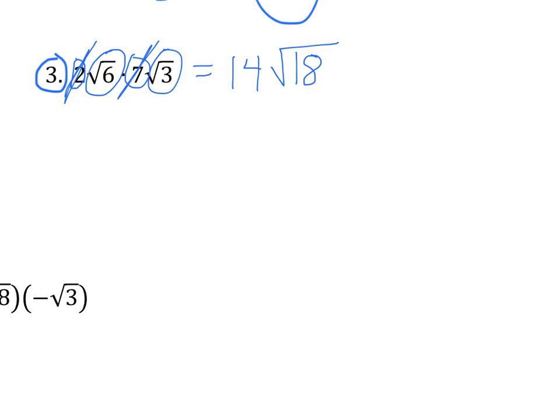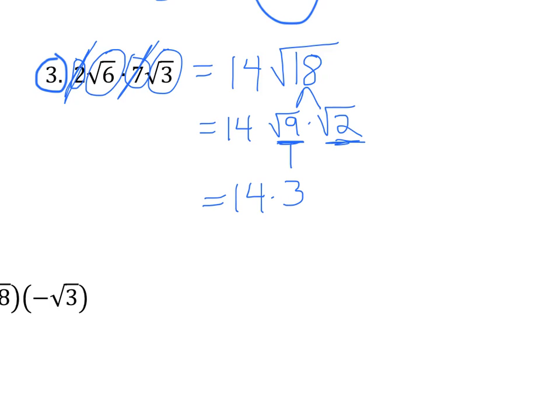And then let's see, square root of 18. Are there any perfect squares that go into it? Yes, there is. 9 is a perfect square, and it goes into it 2 times. So let's just bring down the 14. 9 times 2 is 18, so I just have square root of 9 times the square root of 2. And then I know square root of 9 is 3. So remember, I'm multiplying. This square root of 9 is 3, so it's 14 times 3. Square root of 2 doesn't simplify, so let's just bring that down.